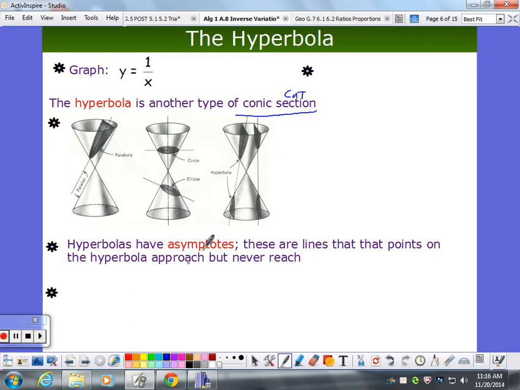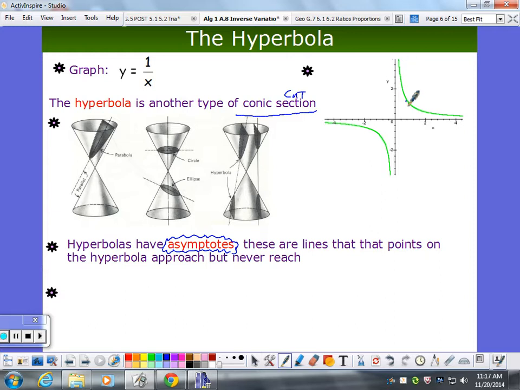Let me look at the graph here. This is what they look like. See a piece here, a piece here? These are different branches of a hyperbola. And they have these things called asymptotes. It's a lovely little math word. What it means is you have to picture the x and y axes as brick walls coming out at you.